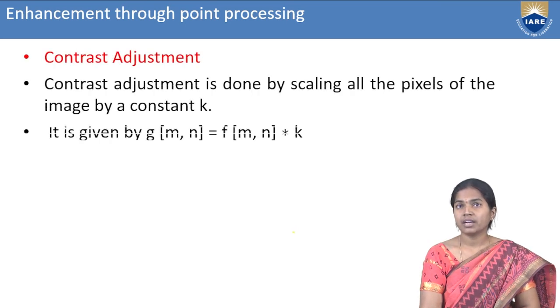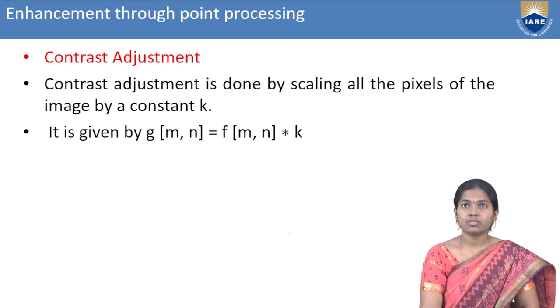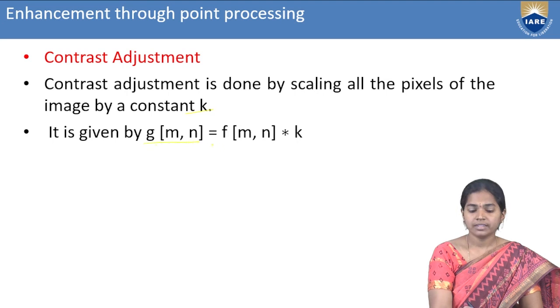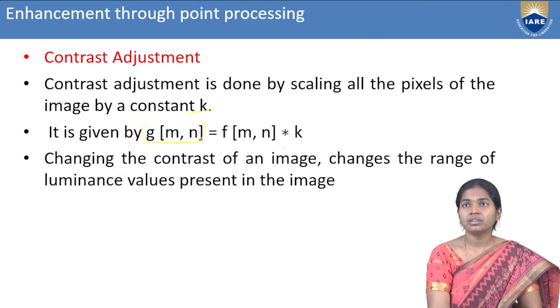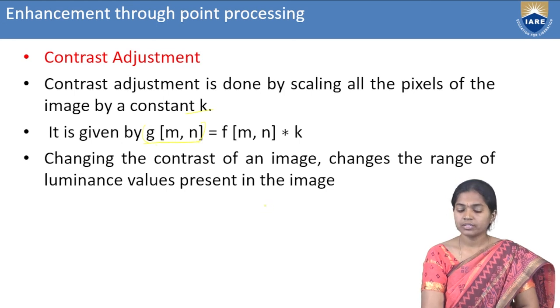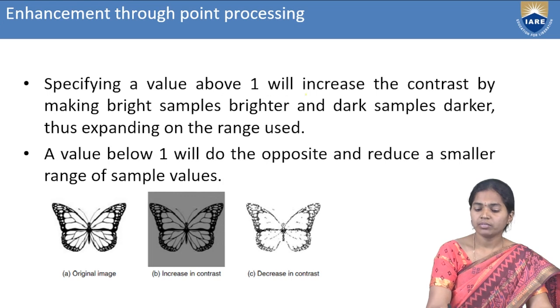Next, contrast adjustment. In contrast adjustment, we scale all the pixels of the image by a constant k. It is given by g of m comma n, the output, equals the input f of m comma n times k. By changing the contrast value, we can increase or decrease it. Changing the contrast of an image changes the range of luminance values present in the image. Specifying a value above 1 will increase the contrast by making bright samples brighter and dark samples darker, thus expanding the range used.